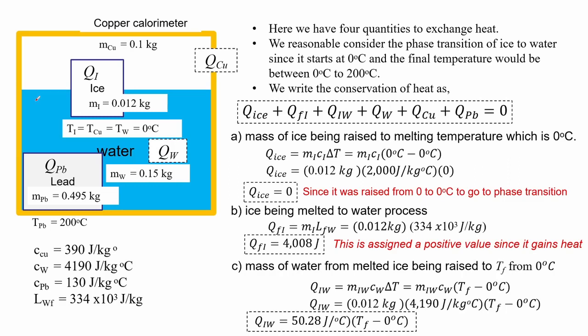Here we have a drawn figure of the problem. We have the ice cube, water, and copper calorimeter that are in equilibrium condition where their initial temperature is 0 degrees Celsius. So the heat for the ice is 0 since it is raised to 0 for its phase transformation, as shown in letter A. For ice being melted we have the process of fusion, as shown in letter B. The water from converted ice is then raised to the final temperature shown in letter C.